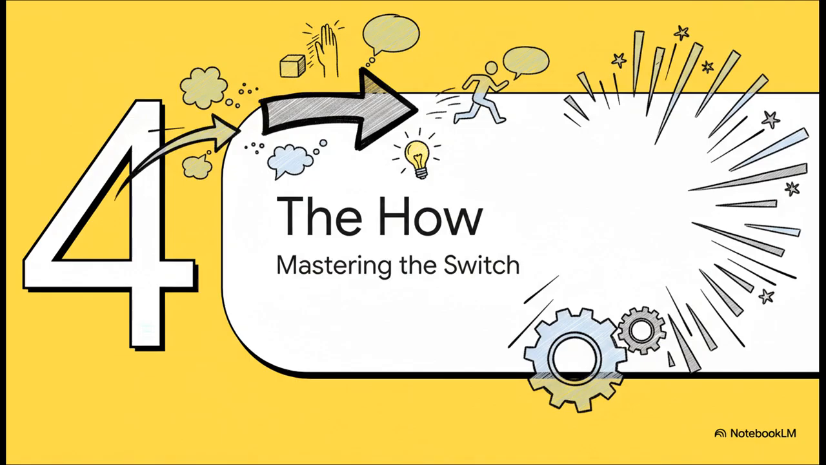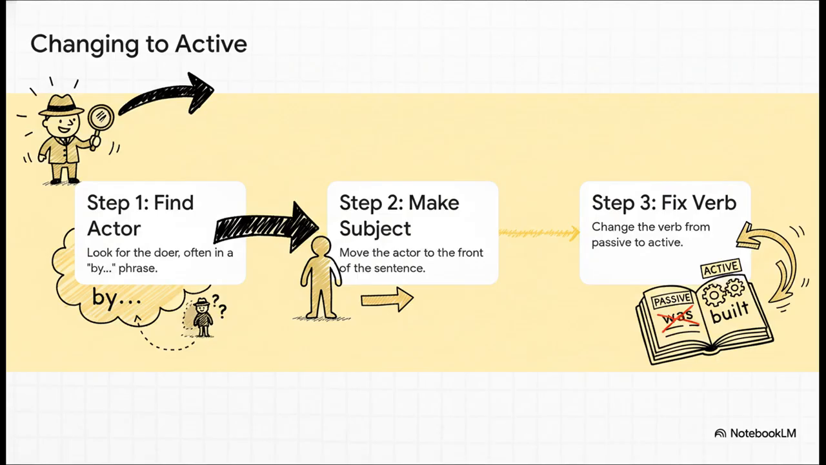All right, let's get practical. Let's talk about the how. Now that you know the what, the why, and the when, let's figure out how to actually switch from passive to active voice whenever you want. It's actually a pretty simple 3-step process. First thing you do is find the real actor in the passive sentence. A lot of times they're hiding at the end in a by phrase. Second, you just move that actor to the front of the line and make them the new subject. And third, you just rewrite the verb from a passive form, like was built, to a punchy active one like built.